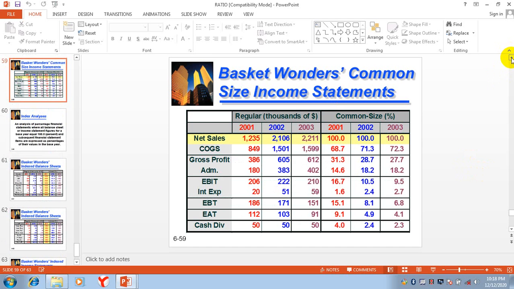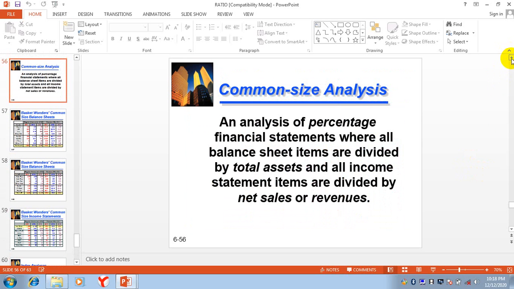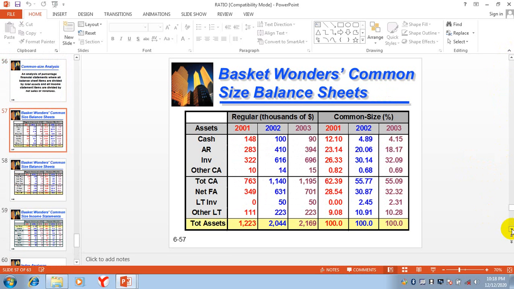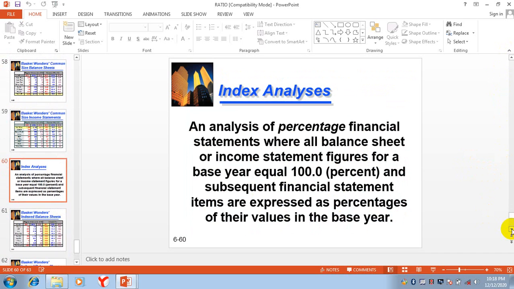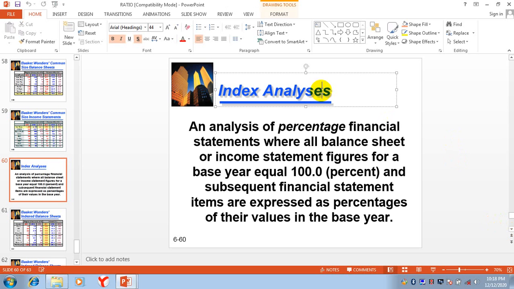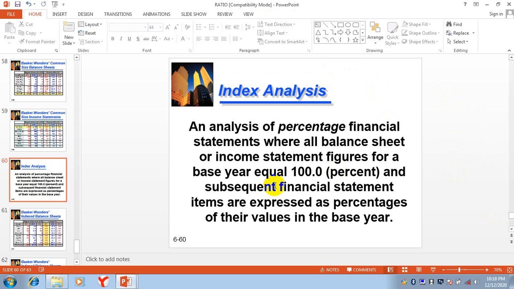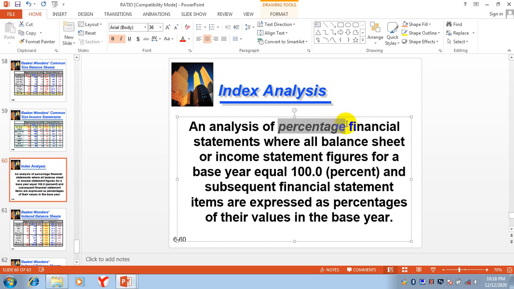In the previous class, we discussed common size analysis, in which we discussed first the balance sheet and then the income statement. Today, we are going to discuss another type of analysis that is called index analysis, an analysis of percentage financial statements. Again, it is percentage financial analysis in which we are converting our balance sheet and income statement into percentages.